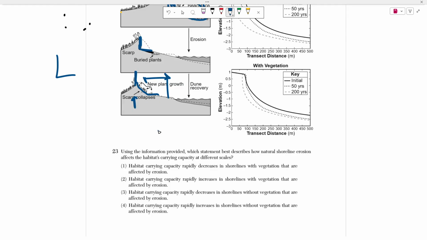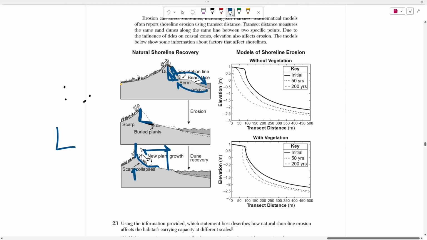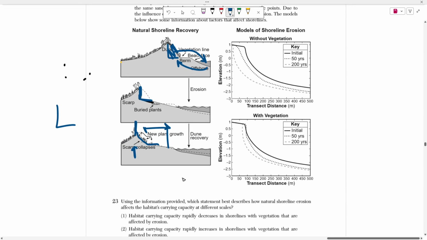carrying capacity? So carrying capacity is often tied to the amount of space available, and we understand that shoreline erosion, well, if you erode something, you're taking it away. So you're taking away from the area of the shoreline, which means that there's less space for animals to live on, right? These plants now have less space to live and to grow because the water has invaded their space.